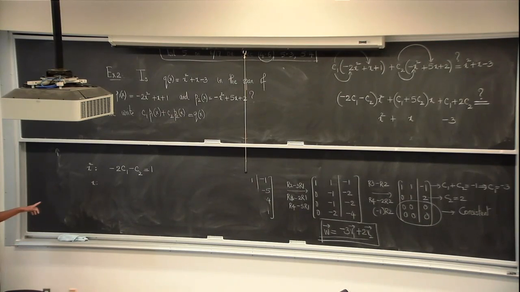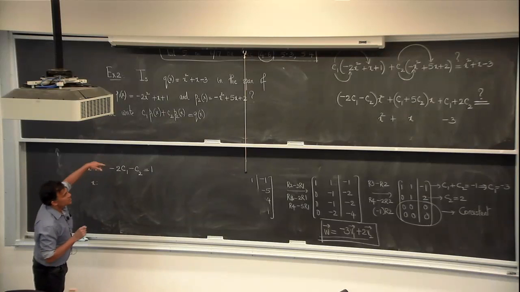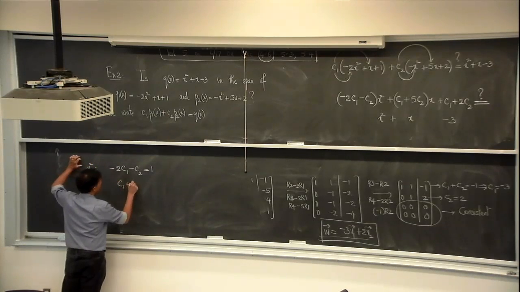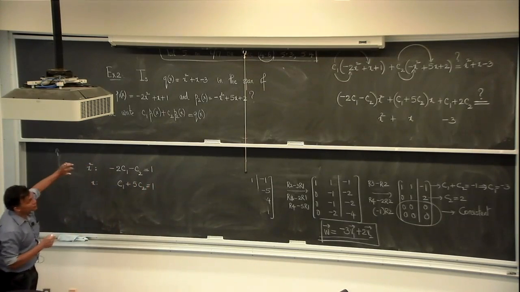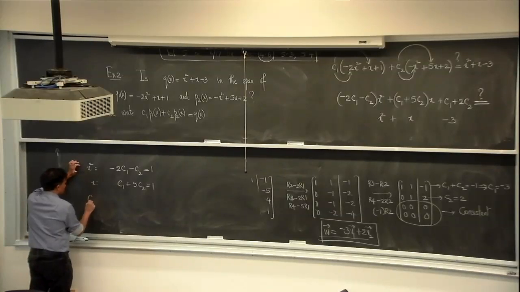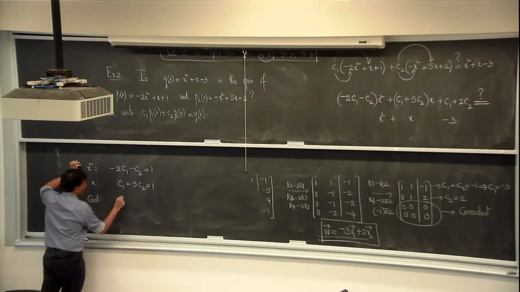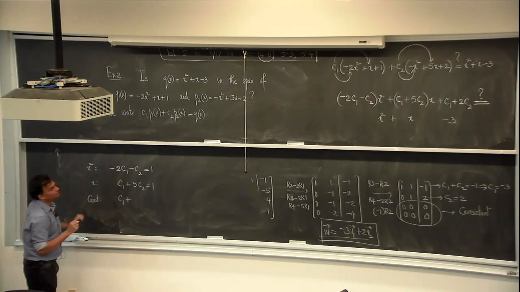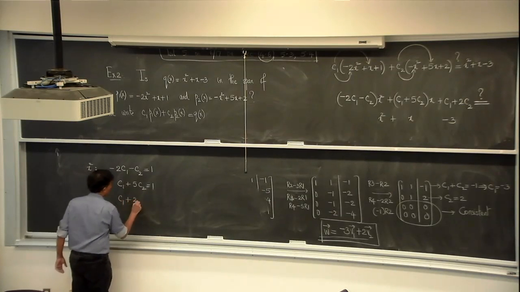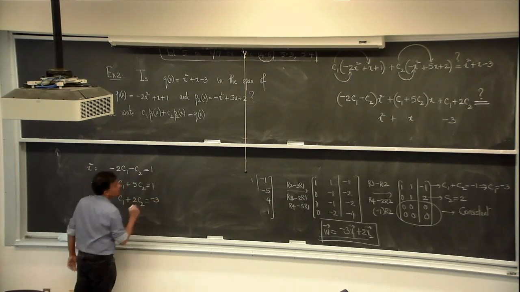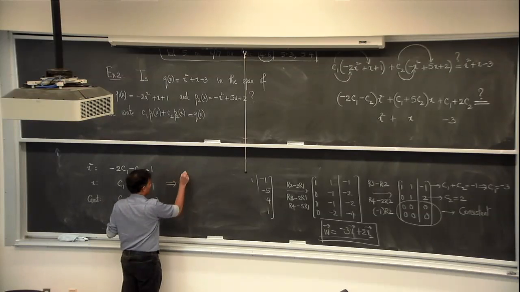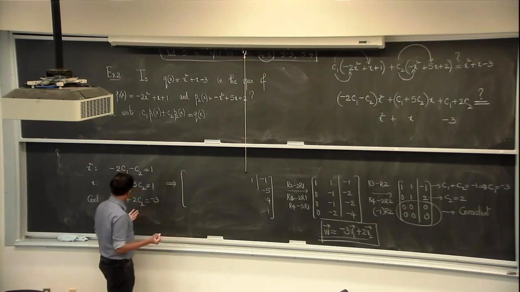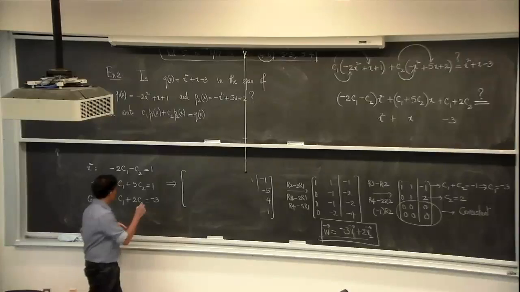All right, so the coefficients of x will give you C1 plus 5C2 equal to 1, and C1 plus 2C2, and negative 3 is a constant. Okay. Solve it using whatever method you want. You could just set up the augmented matrix and do it that way, or you could just solve it one equation at a time. Okay, whatever is easy for you.